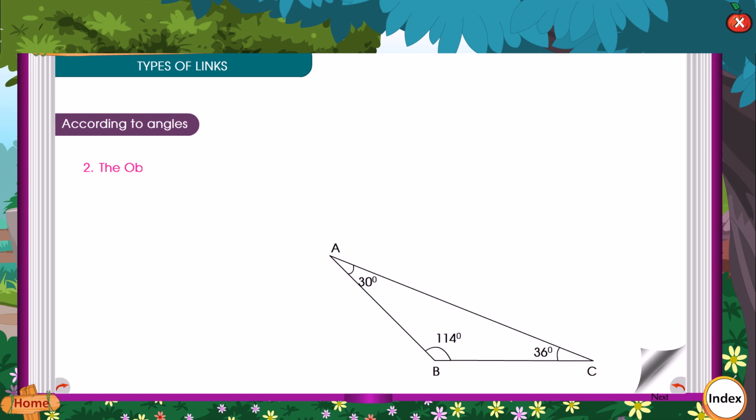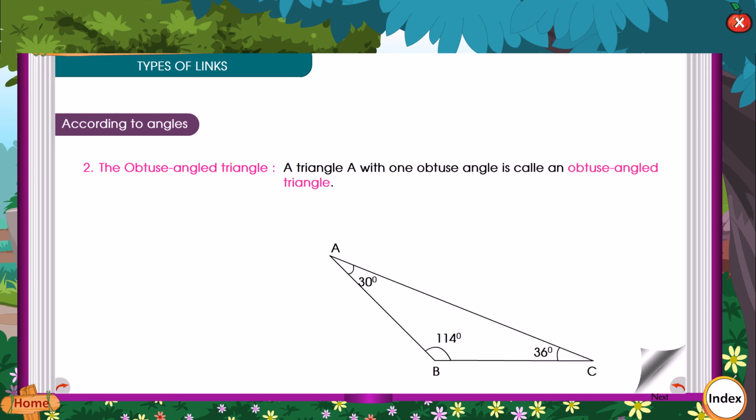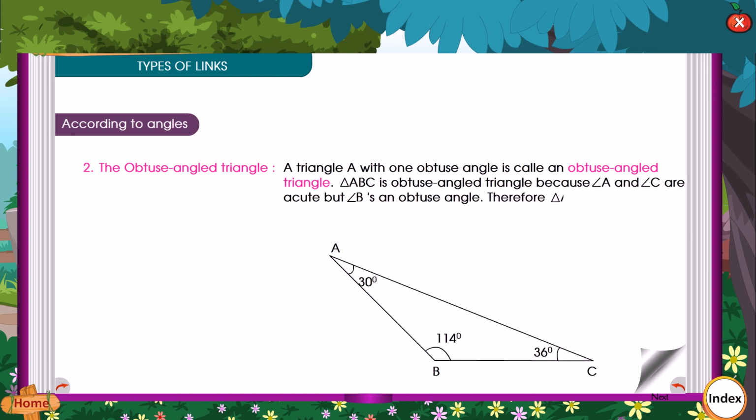2. The obtuse angled triangle. A triangle with one obtuse angle is called an obtuse angled triangle. Triangle ABC is an obtuse angled triangle because angle A and angle C are acute, but angle B is an obtuse angle. Therefore, triangle ABC is an obtuse angled triangle.